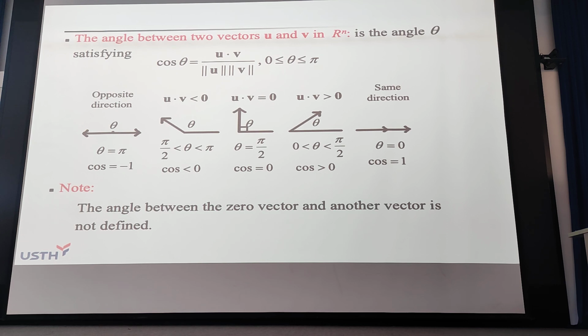Then after that, we define the angle between two vectors u and v. It is defined by the formula like that. We define it by the cosine of the angle theta, like here. And we have 5 cases. The first one is here, the second is here. And we pay attention to the middle one. That is the case of the right angle, góc vuông. And we have a remark that we cannot define the angle between the zero vector and any other vector.